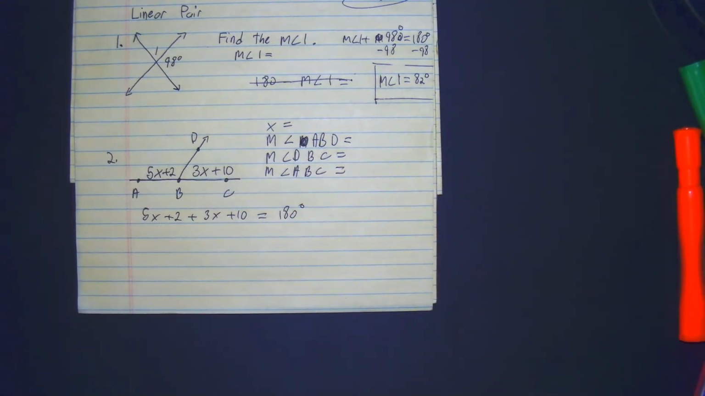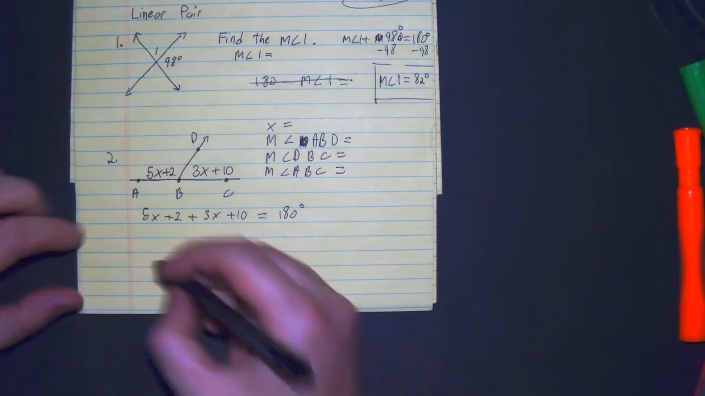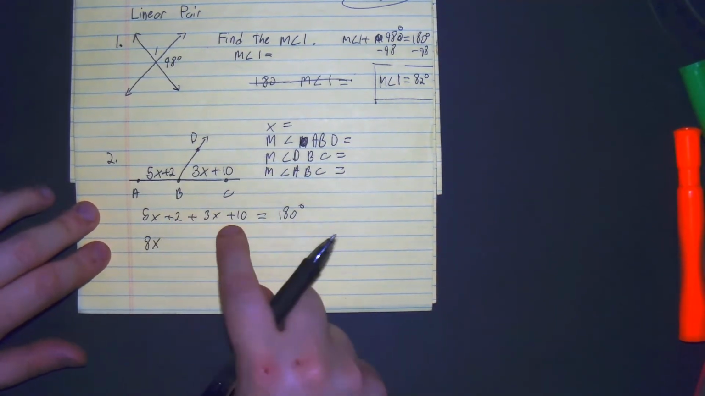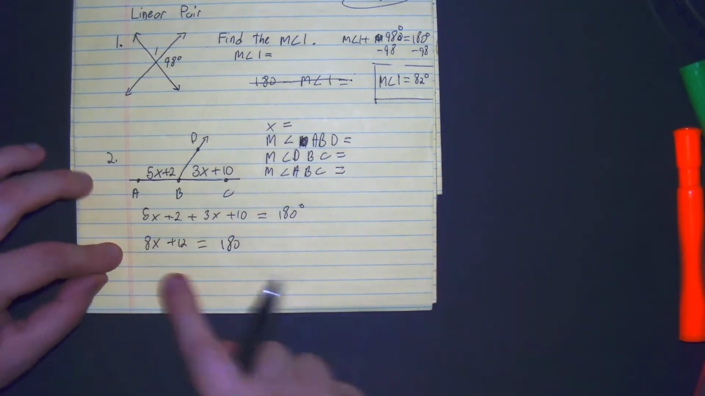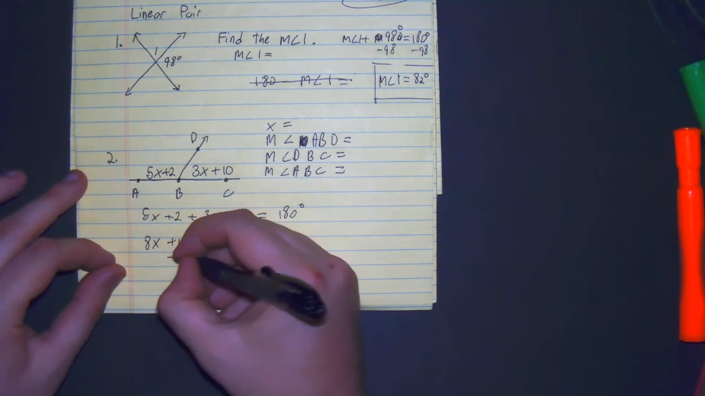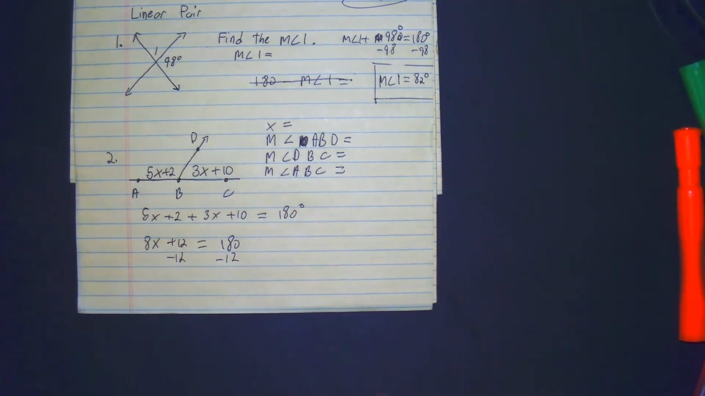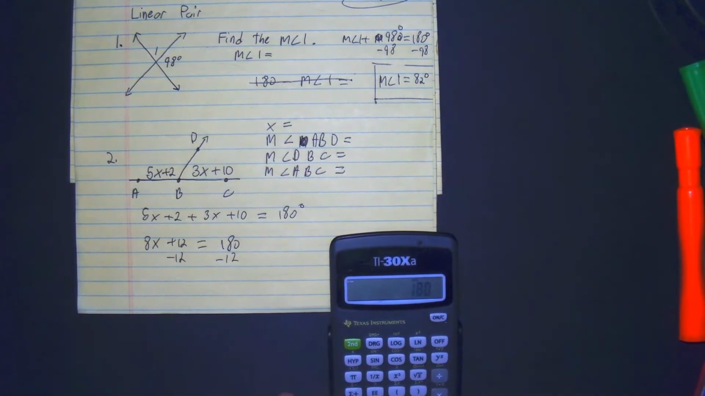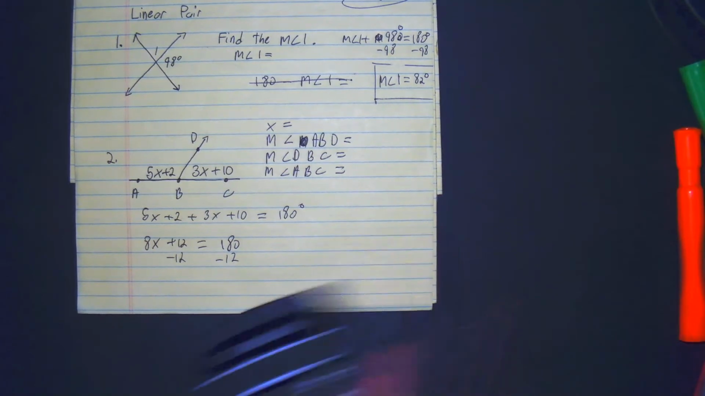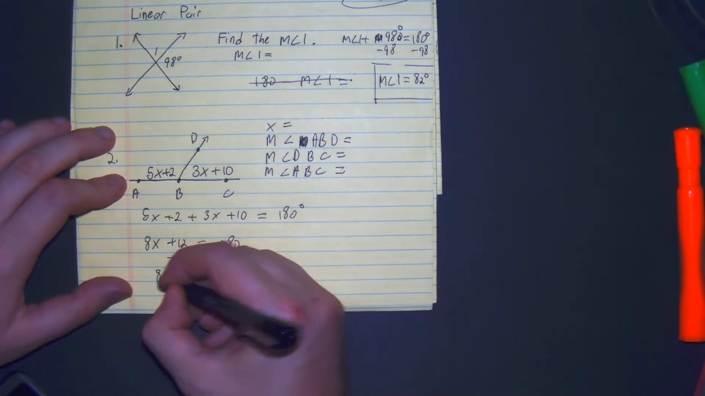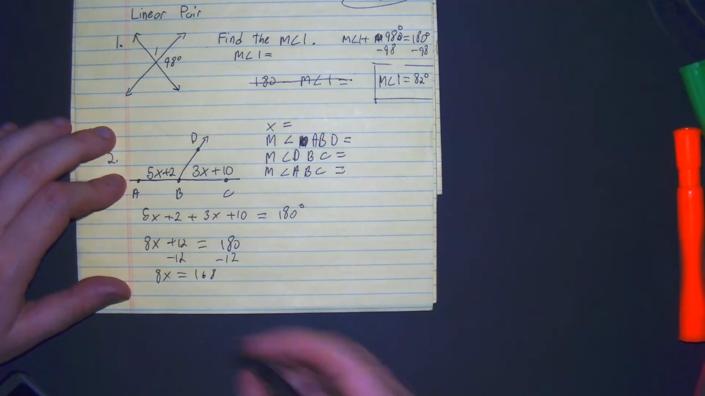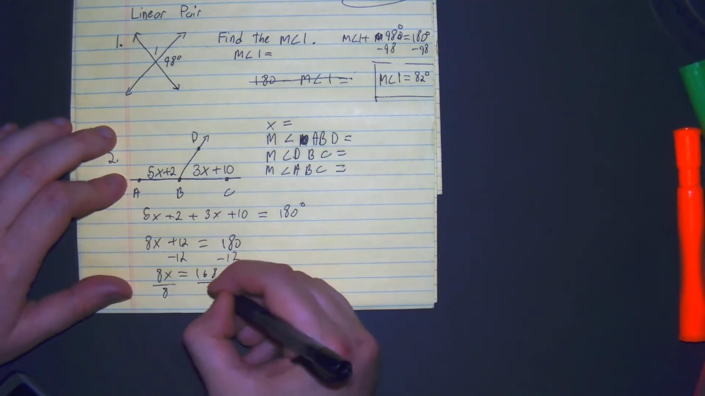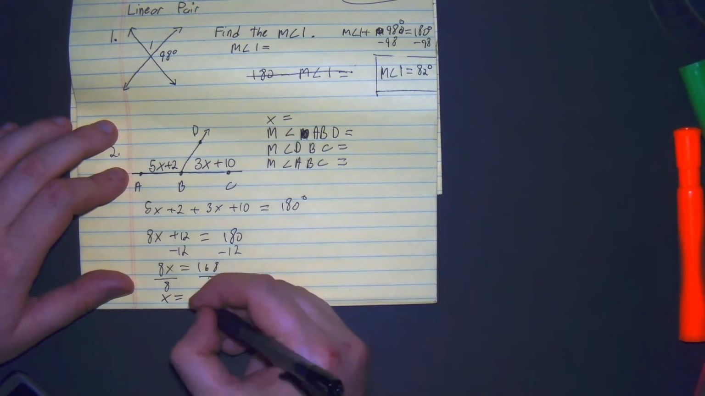Combine like terms now. 5 plus 3 gives us 8x. 2 plus 10 gives us 12, equals 180. Then you just subtract 12 from both sides. 180 minus 12 gets you 168. 8x equals 168. Divide that by 8. Get x is equal to 21.